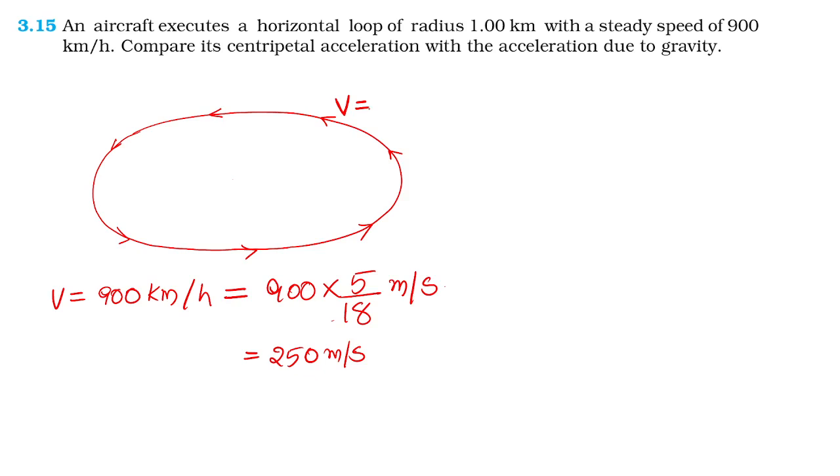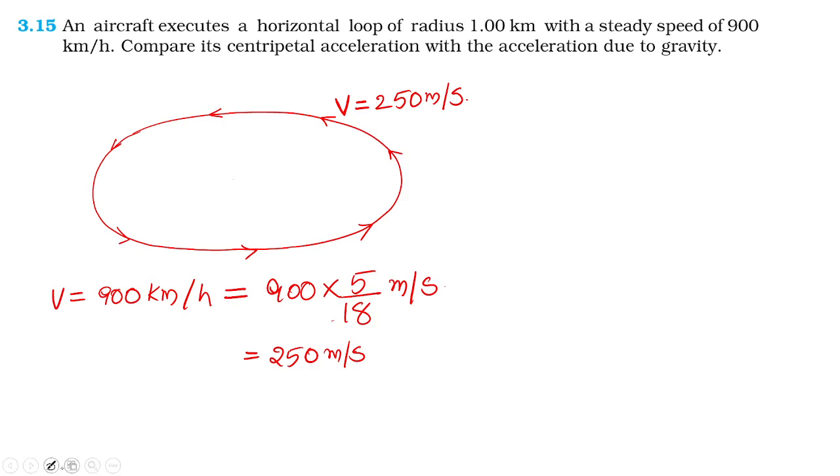The speed, what is that? What kind of speed is this? Linear speed. The speed along the track. The aircraft is moving with a fixed speed. It is a uniform circular motion, right? That speed does not vary.